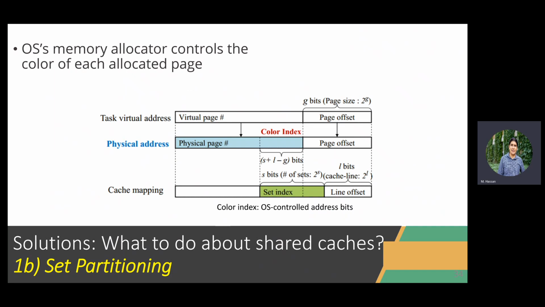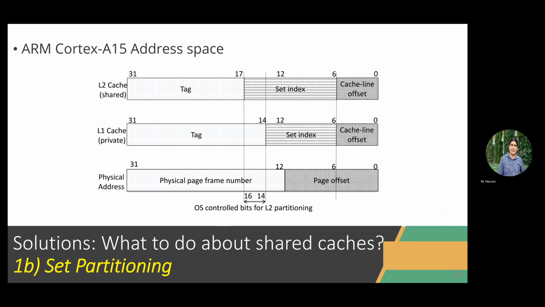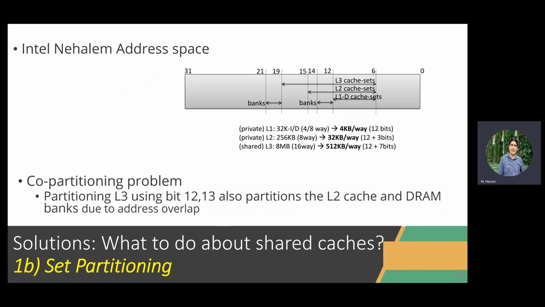Good. The way you do it is, as I was saying, from an operating system perspective, you take the physical address and you color the set index such that you create a set index that goes to a certain set by that core. And this is from an ARM Cortex A15, how it can be done. So again, it's a bit of a detail. And this is from an Intel, how it can be done.